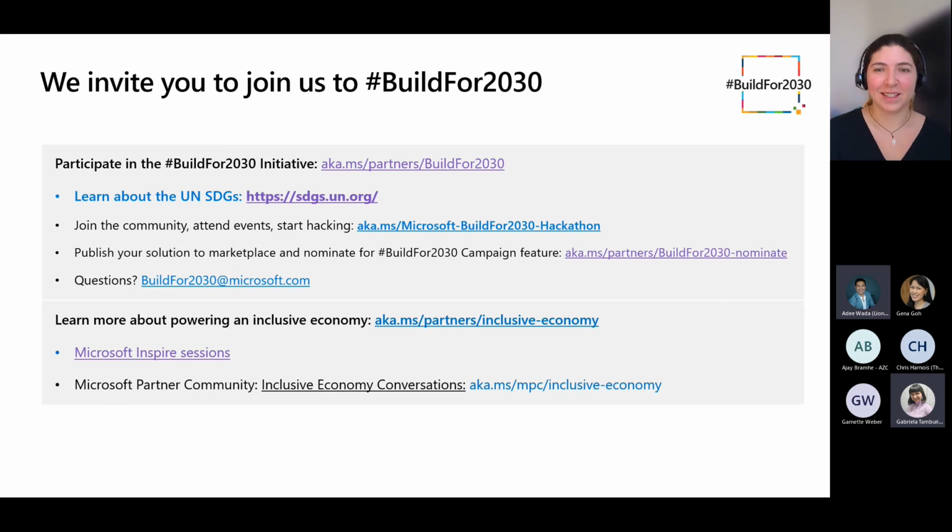In closing, we invite all partners to join us for the Build for 2030 campaign. We have this massive challenge ahead of us and also a massive opportunity to use all our expertise, regardless of our role, to drive collective action, innovation, and impact. On the slide, you'll see a summary of all the key resources related to the overall Build for 2030 initiative.